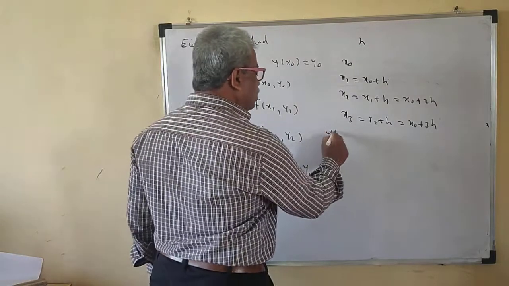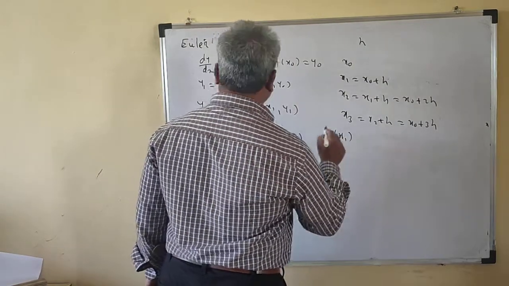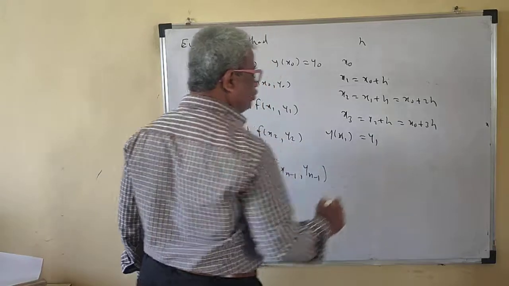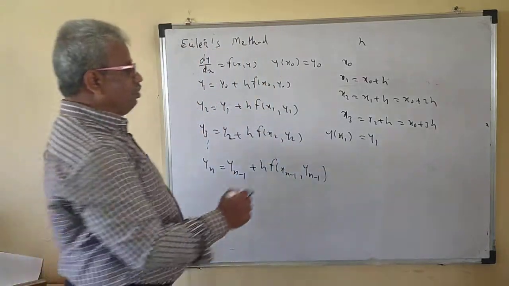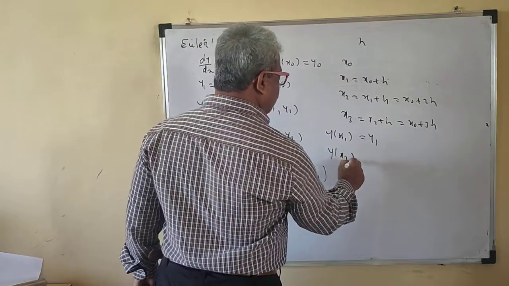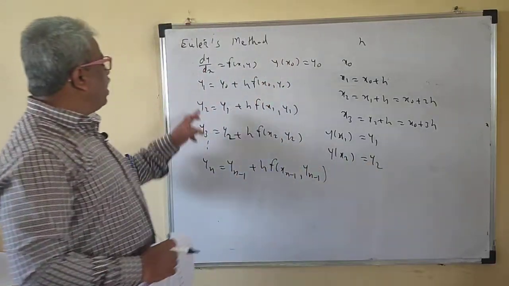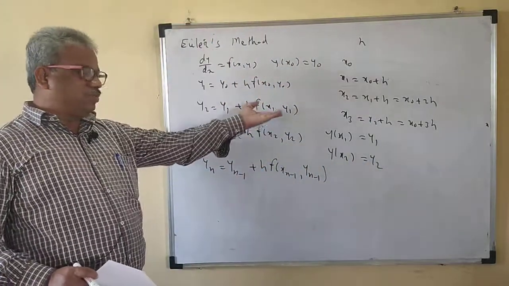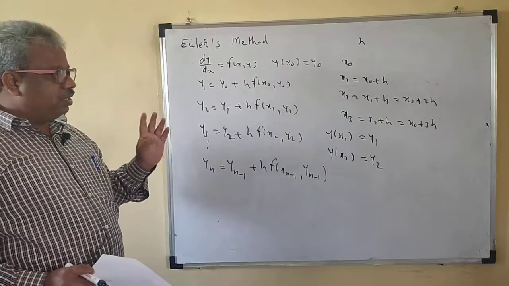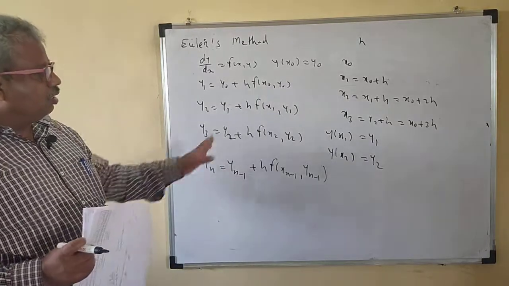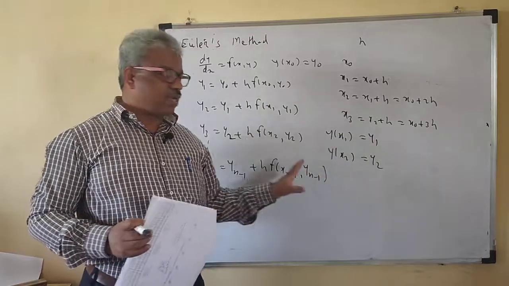So y of x1 means your y1. Y of x2 means your y2. But for y2 you need the previous values x1 and y1. Okay, you need the previous value, so you have to take care of this one.